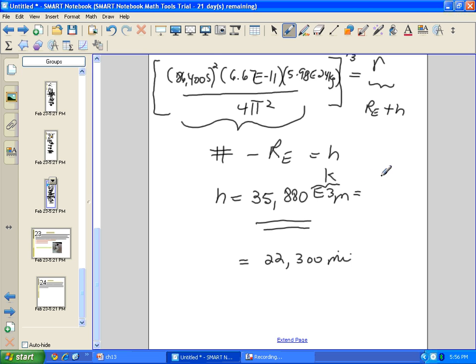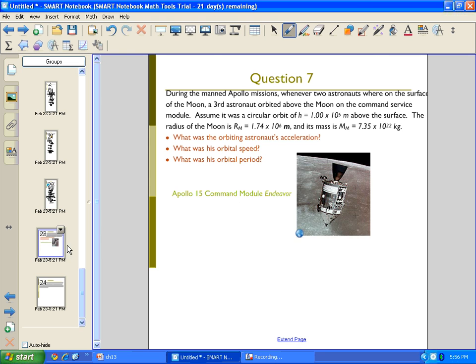Otherwise, you would write, and in 3 significant digits, you would write 3.59, right? Because this 8 would become a 9. E to the, let's see, e to the 3 plus e to the 4 is e to the 7 meters. Okay, next question.